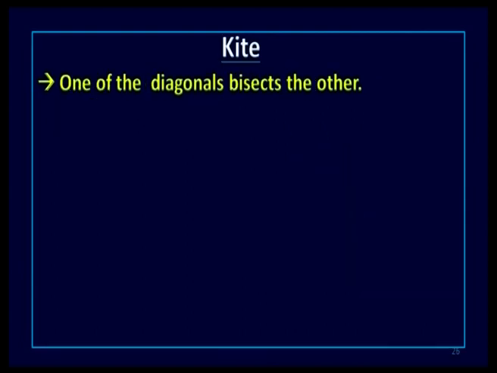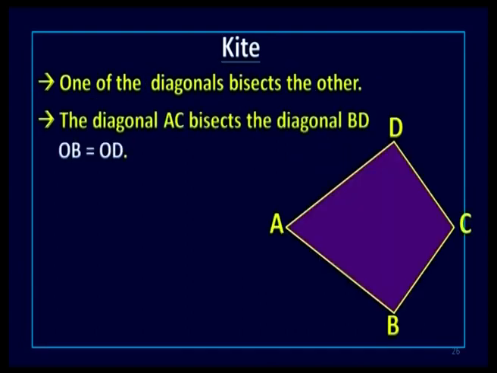One of the diagonals bisects the other. Children, what I am doing here? Yes, I am taking AC diagonal and BD diagonal. The point of intersection of the diagonals is taken as O and they are perpendicular to each other. You can see the symbol here. Next, OC is not equal to OA, but OB is equal to OD. So what is AC doing, children? Yes, AC is bisecting BD, means one diagonal is bisecting the other.